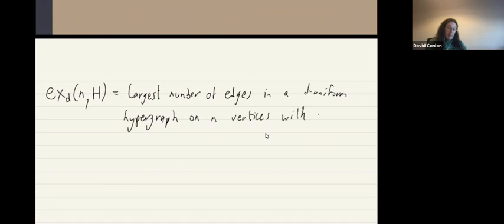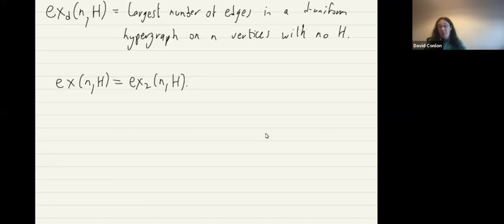Okay, so normally in the literature, we talk about just the ordinary extremal number. The ordinary extremal number is just usually for graphs, and we don't generally write the subscript when we're talking about graphs. So here, the question is, sometimes people say it's fully solved, and in some sense it is sort of fully solved, but I'll explain why that's not the case in a minute.